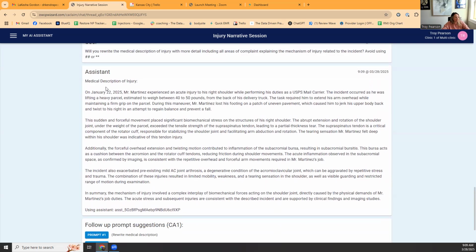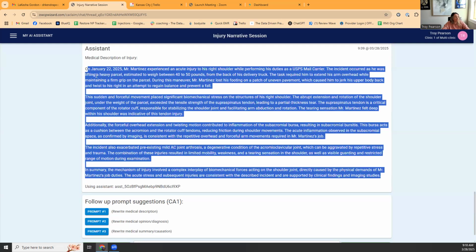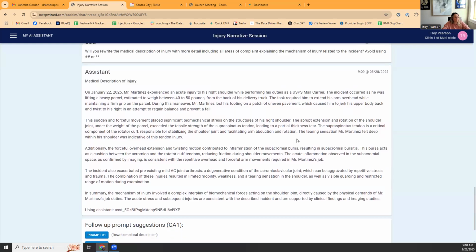So here it is. I'm not going to read this to you because this is for demonstration purposes and I want to be quick and concise, but this is beautifully written, explaining the mechanism of injury, how that rotator cuff was torn, how that bursitis happened, just to support the diagnosis that we're trying to get accepted. So I'm going to copy and paste that into my EMR under medical description of injury. It's beautiful.